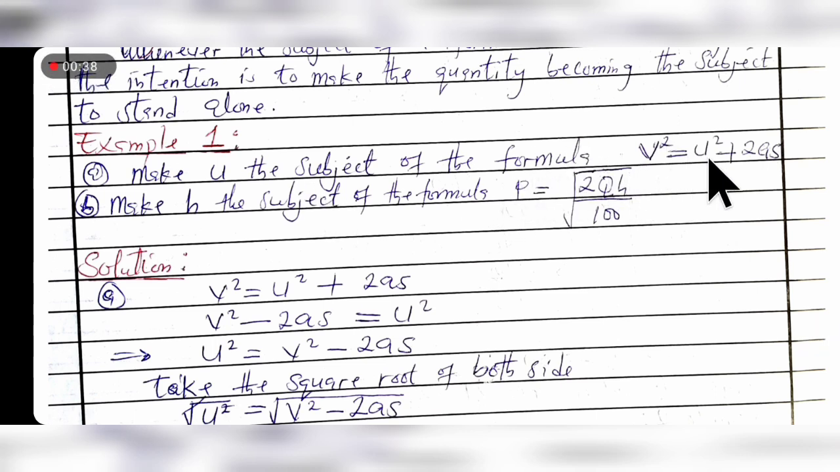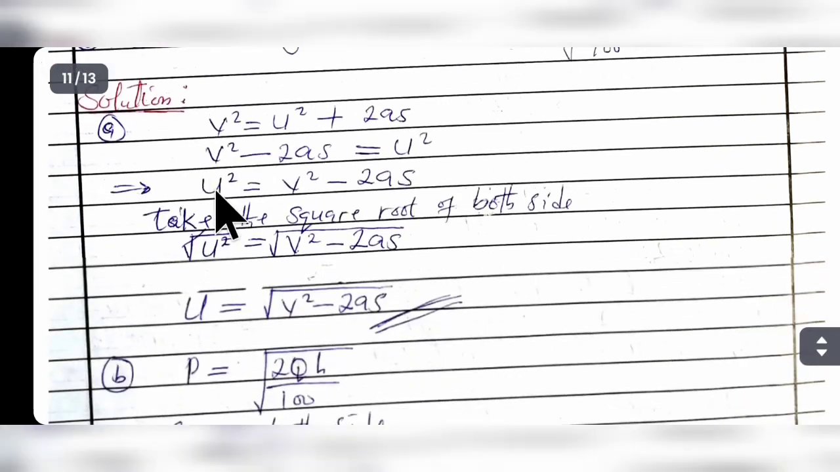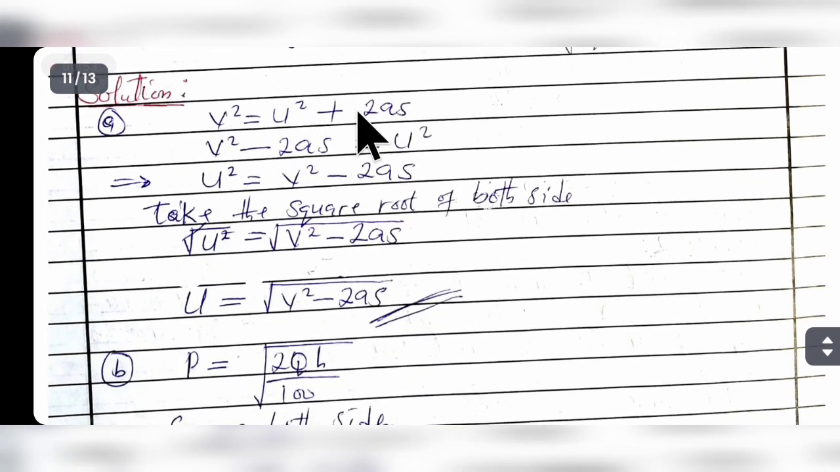Example 1: make u the subject of formula in v² = u² + 2as. Also, make h the subject of formula in p = √(2qh/100). Okay, so solution: v² = u² + 2as.